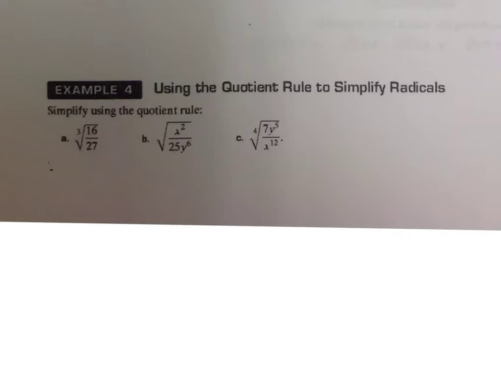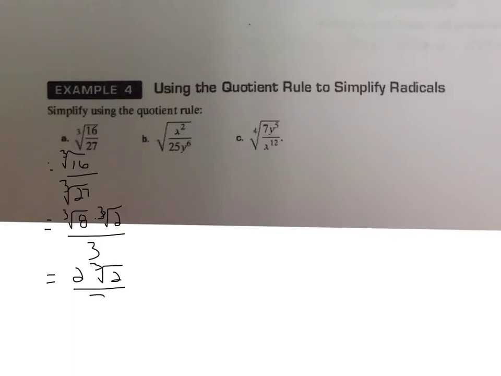If we split them up and do them separately, we have the cube root of 16 over the cube root of 27. Well, our perfect cubes are 8 and then 27. So 8 goes into 16 twice, so we're going to break up the top into the cube root of 8 times the cube root of 2. And the bottom, the cube root of 27, we know is just 3. The cube root of 8 is 2, so I got 2 times the cube root of 2 over 3. And that's our answer.